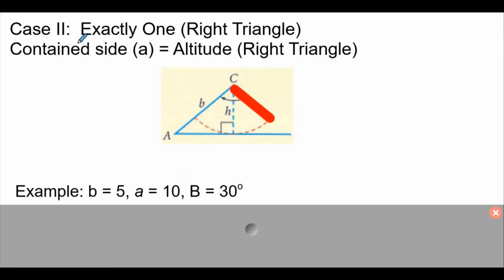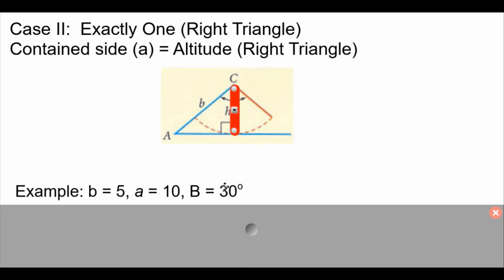What happens if you do have a triangle and it's actually a right triangle, meaning you don't even need the law of sines, which is really, really important. Visually, what if this altitude, which you don't know where it is, swings in and hits at one exact spot, and that spot is a right angle? You don't know if this is happening until you compare the contained side to the altitude.